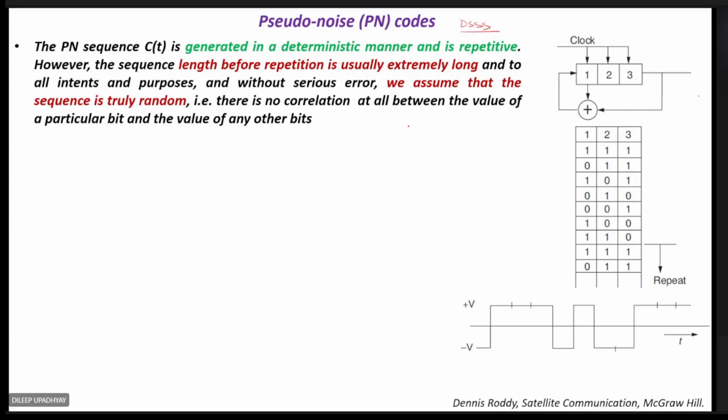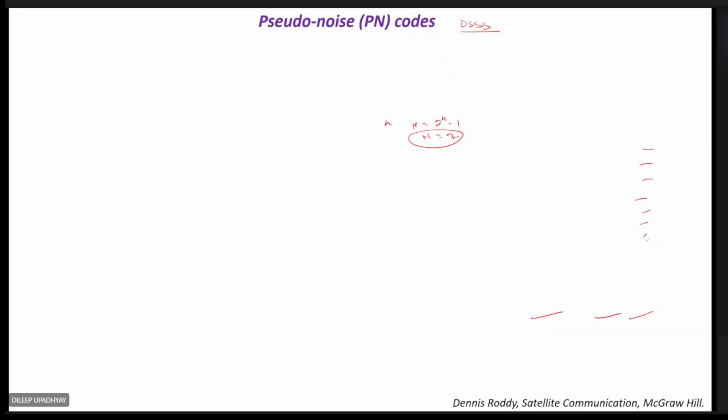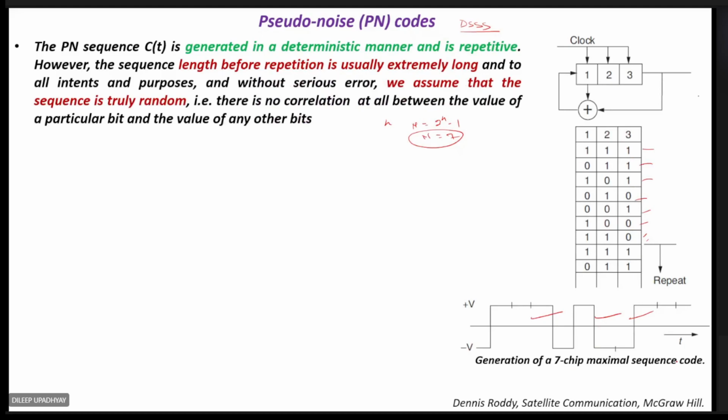If there are n flip-flops, then the total length of the maximal sequence that can be generated will be 2 to the power n minus 1. Since here there are 3 flip-flops or shift registers, we get 7, and you can see the 7 outputs we got. I'm not going to explain the basic operation again, because I discussed this circuit in detail previously, and we get this 7-chip maximal sequence code.